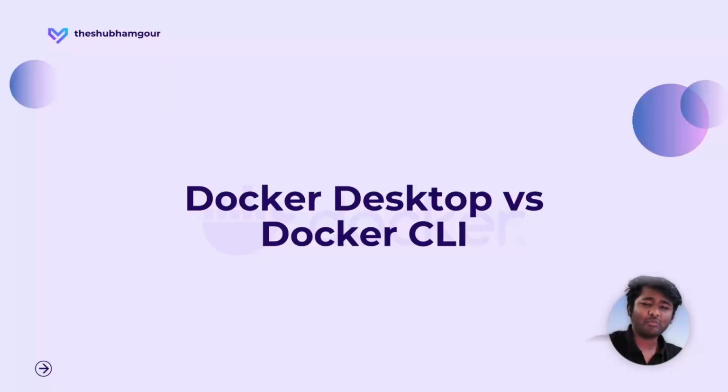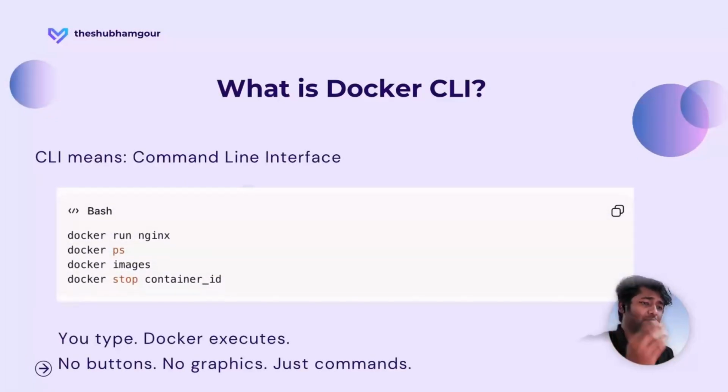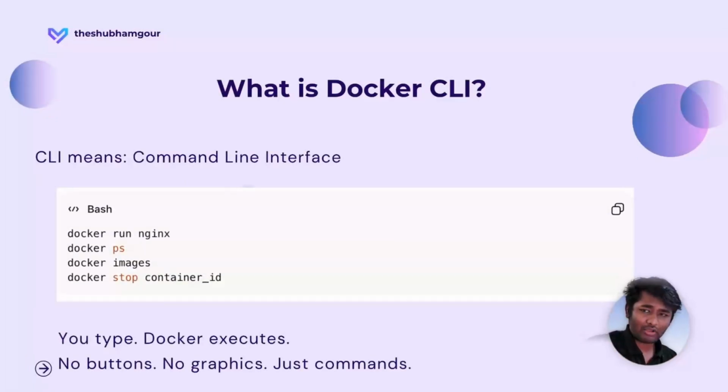Before we move forward, let us first understand each one of them independently. So what is actually Docker CLI? Here CLI stands for command line interface. It's just like you are typing the command: you type docker run nginx, docker ps, docker images. You just type the command and Docker will execute it, right?